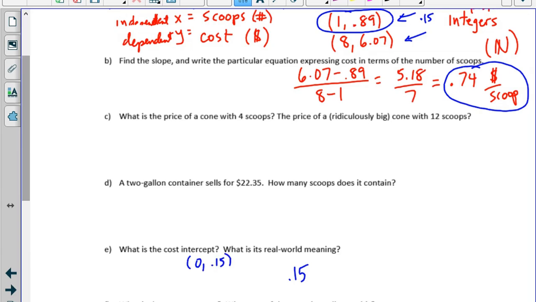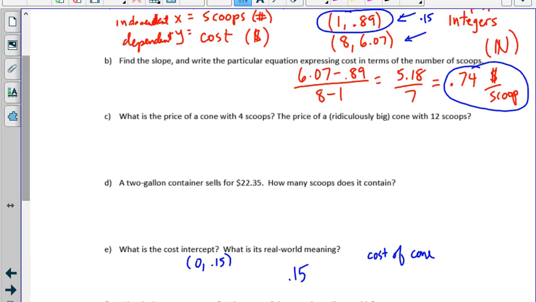And the real world meaning of that would be something to the effect of the cost of the cone, the cost of labor, the cost of keeping the store open, all has to be somewhat included in that. But nobody goes to the ice cream shop and just buys the cost or just buys a cone for 15 cents, so to speak. Or at least I don't know anybody who does.